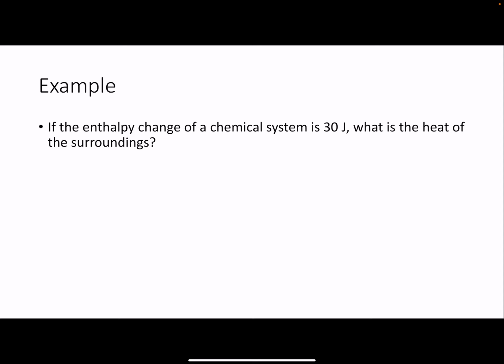So let's look here. If the enthalpy change, which is delta H, of a system is 30 joules, what is the heat of the surroundings? Very simple, H and Q are related to each other. H is always the system when it's involved because it's a chemical reaction. So if it's 30 joules equals negative Q, Q equals negative 30 joules. So what does that mean?